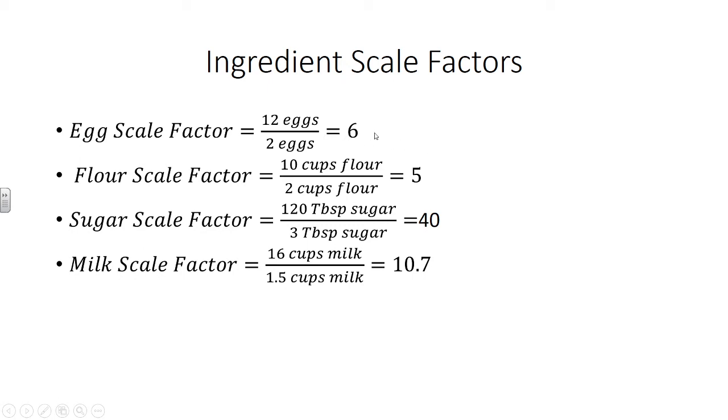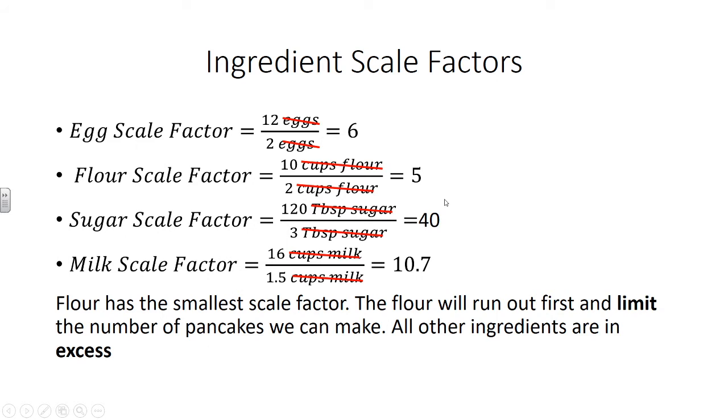And so that means the other ingredients are in excess. And with the flour, that's right, we need to cancel our units. The flour will limit us, the other ingredients are in excess, and we will be making a size 5 batch. Let's go ahead and see what that looks like.